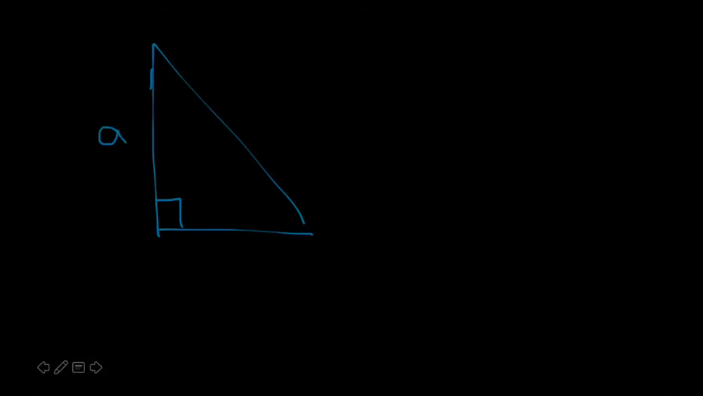Okay, so here's what that looks like. We have a triangle. Here's our right angle. This side is A. This side is 4. And the hypotenuse is 5.